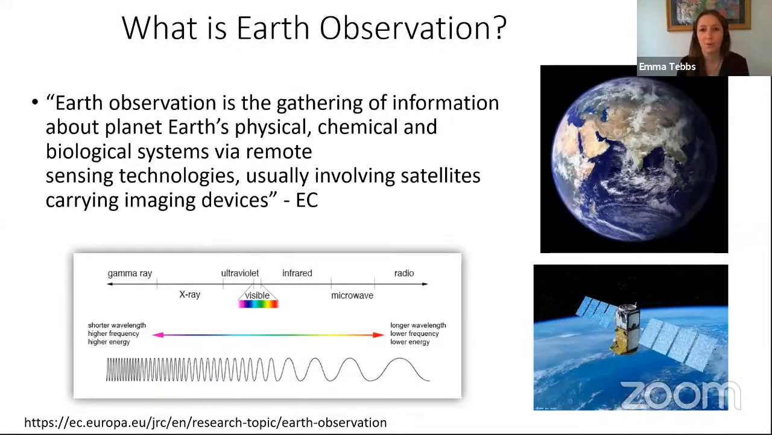Okay, so what do I mean by Earth observation? So this is all about gathering information about the Earth's surface from a distance, and typically using remote sensing technologies, mainly satellites. So I'm primarily going to be talking about satellite remote sensing. And so we use electromagnetic radiation that's emitted from the Earth's surface, often in visible region, but also thermal radiation and microwave radiation, and that gives us information about the Earth's surface.